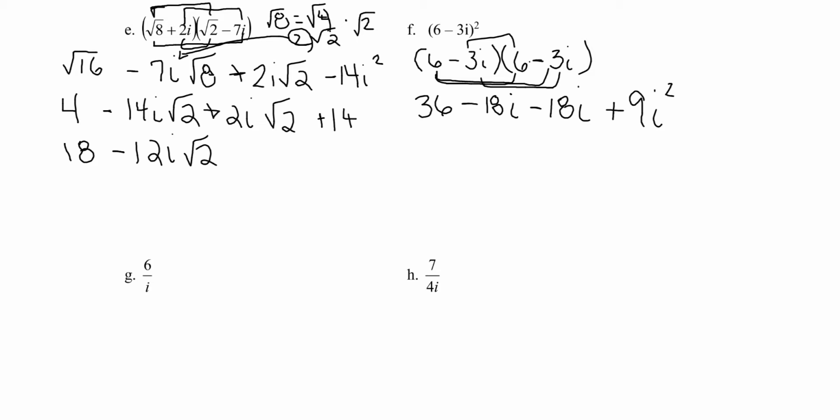And I want to simplify, so I'm going to have 36. Negative 18 plus negative 18 is negative 36i. And again, we have positive 9, but it's 9 times a negative 1, because i squared equals negative 1. So it's going to be minus 9 here. And I'm going to combine 36 minus 9, which will give me 27. So I'll have 27 minus 36i.